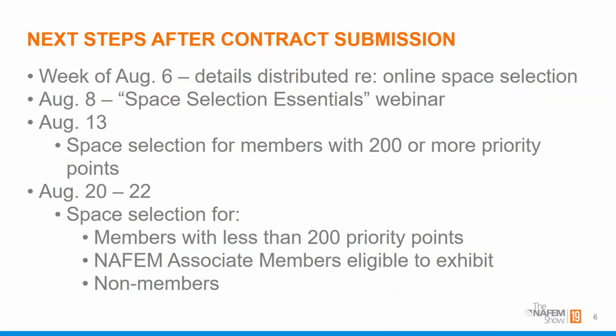Note that when there are multiple companies within the same point category, a random drawing is conducted to determine the assignment order within that particular point category. Associate members and non-members are assigned space in the order their contract was received after all members with priority points have been assigned.